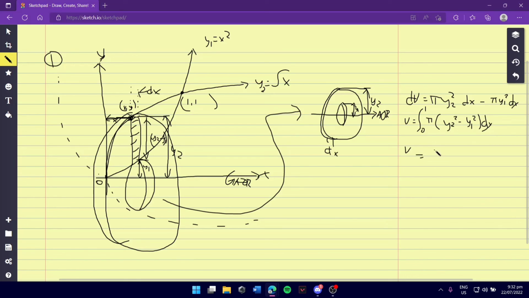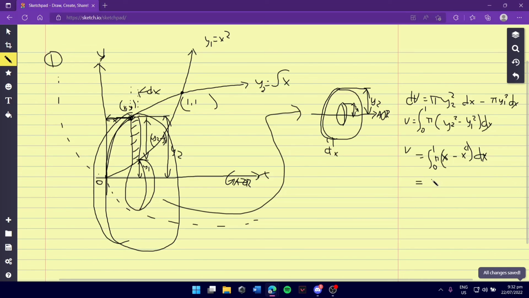Next, we will substitute the values of y. So y2 equals the square root of x, right? The square root of x raised to 2 will become x only. And x squared raised to 2 will become x raised to the 4th power. Then times dx.